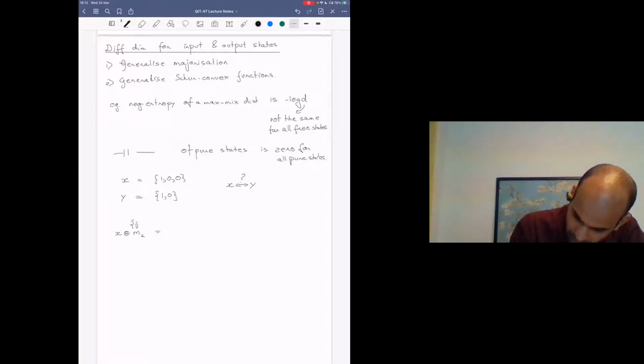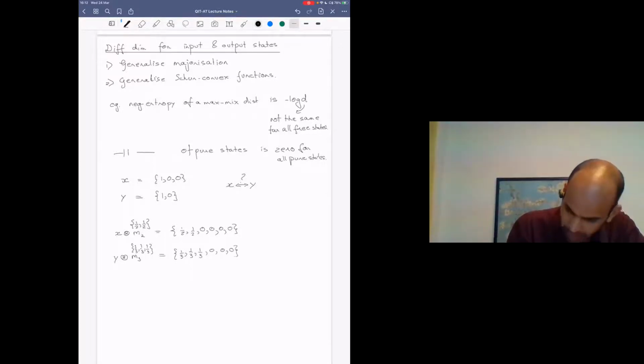So this is half, half. And I get the following vector: half, half, 0, 0, 0, 0. It's a 6-dimensional state. And I can take y tensored m3, 1 over 3, 1 over 3, 1 over 3, and I get the state 1 over 3, 1 over 3, 1 over 3, 0, 0, 0. So I've already ordered them.